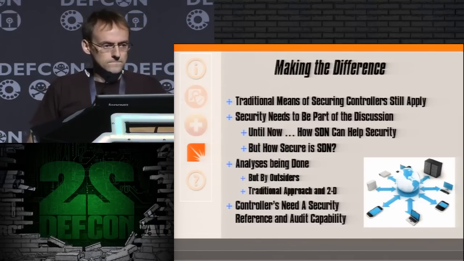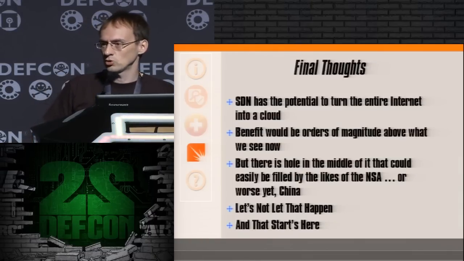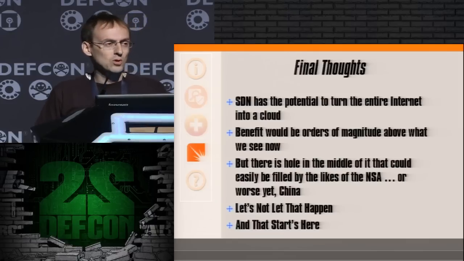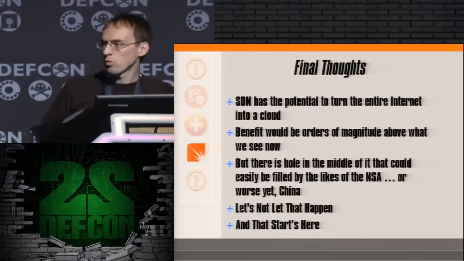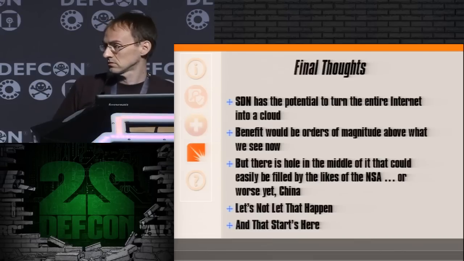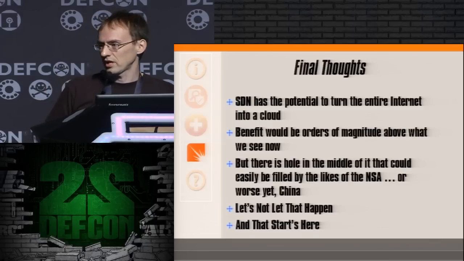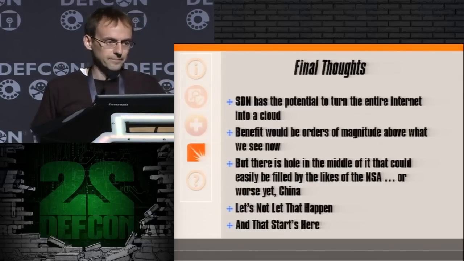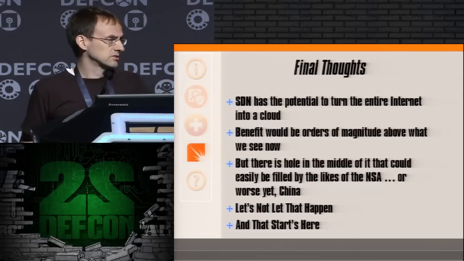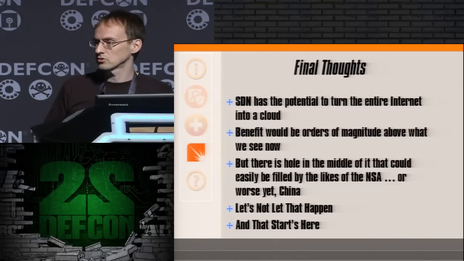All right, now some final thoughts. We're wrapping up here. SDN has the potential to turn the entire internet into a cloud. The benefit would be orders of magnitude above what we see now. But there's a hole in the middle that could be filled by the likes of the NSA. Nation states like China, but we pick on China, but they're all doing it. The United States, Russia, the Euro bloc, governments are getting in the middle there. We don't want them there. Let's not let that happen, and that starts here by telling you guys about this. So we start poking holes, we start holding these vendors to account.